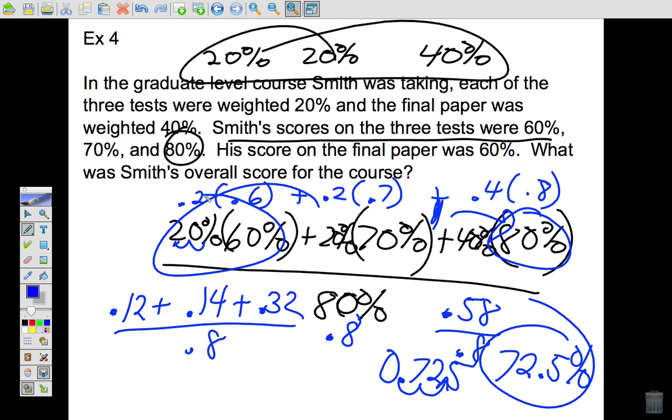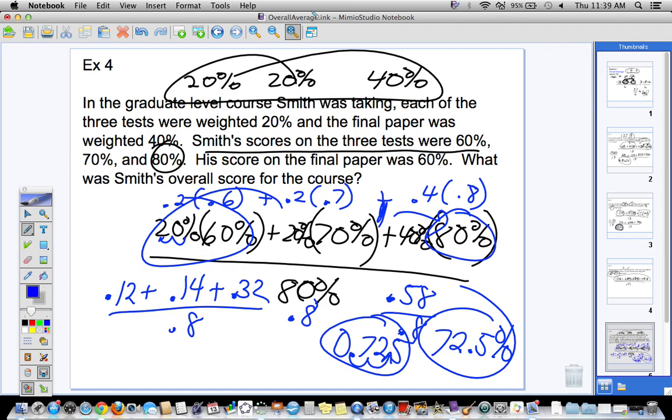So on these types of problems, you do them the same way. You just have to make sure you change the percents to decimals. And then in your final answer, change it back to a percent again. So our topic was called overall averages.